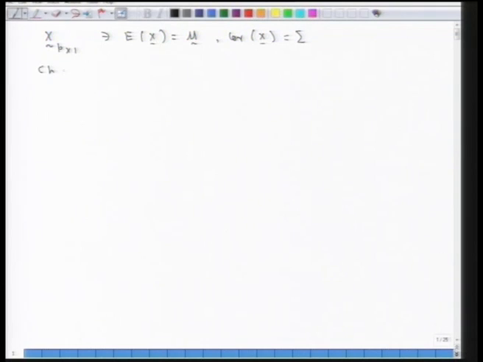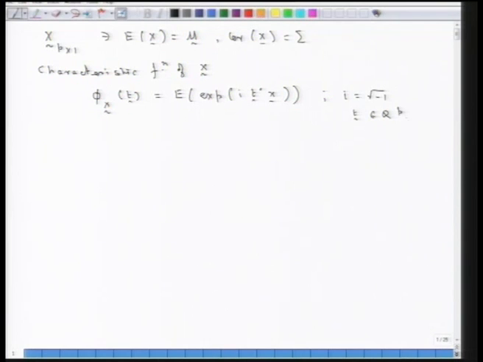We define the characteristic function of x, phi x of t, to be the expectation of e to the power i t prime x, where i is the square root of -1 and t is a vector belonging to R to the power p. Now, this is the joint characteristic function of the components of x. So, it is the joint characteristic function for the random vector x.